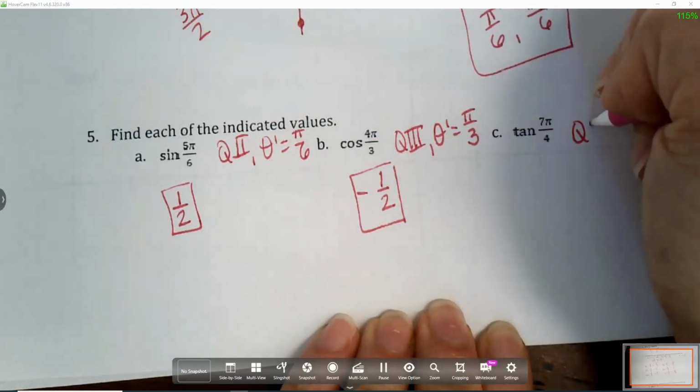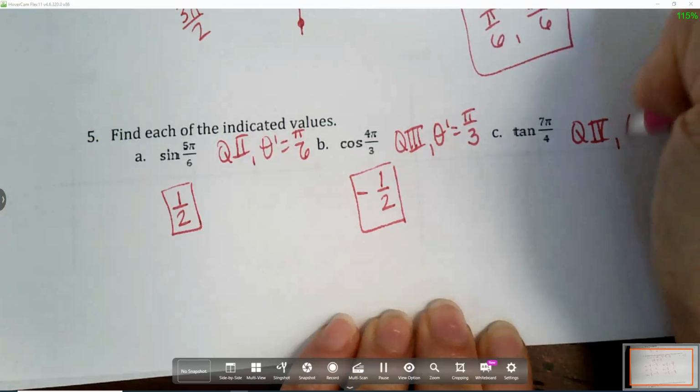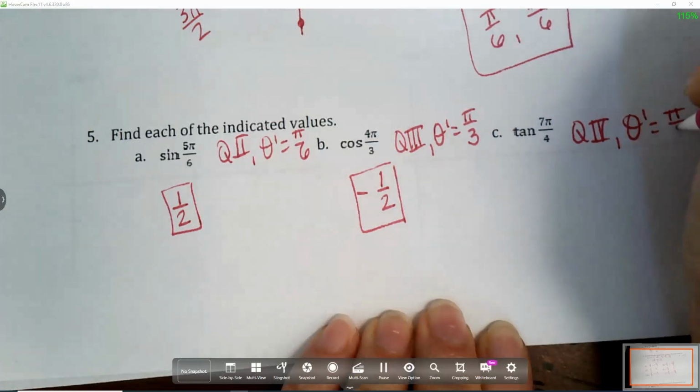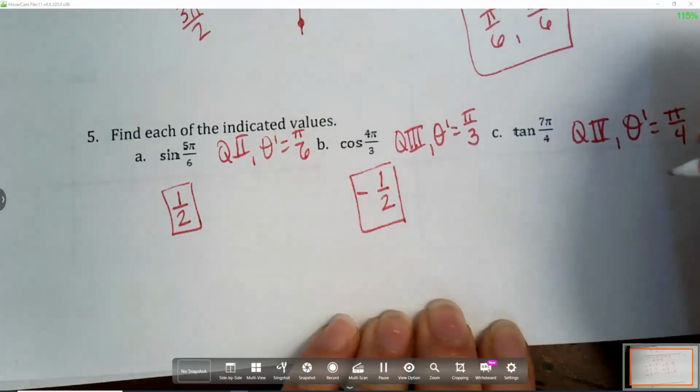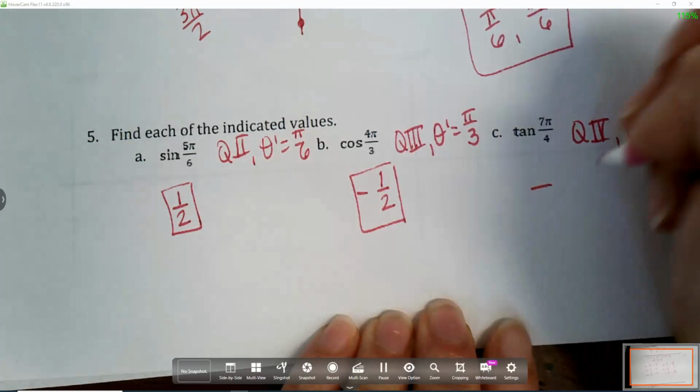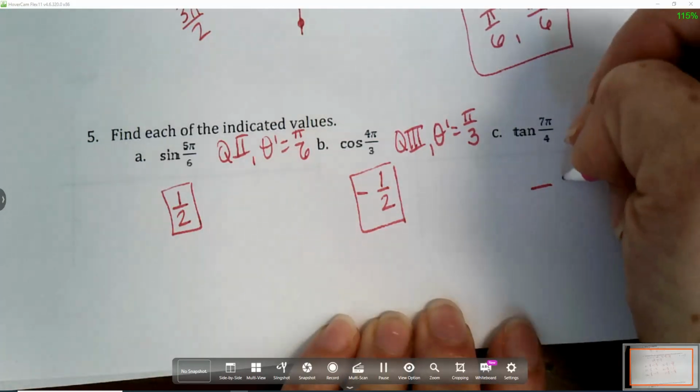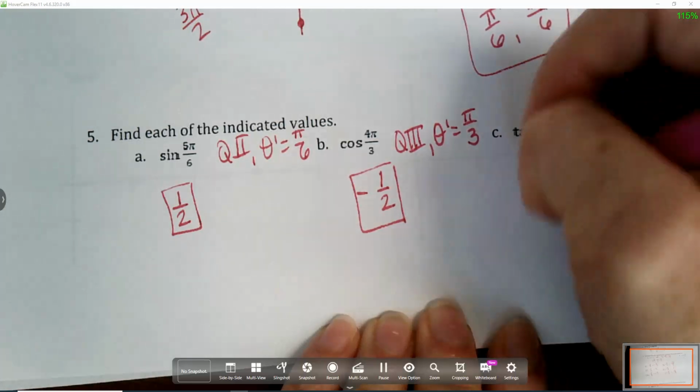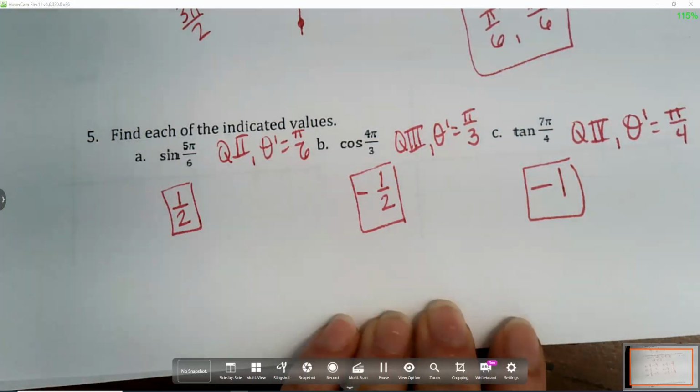Last one, tangent of 7 pi over 4. Quadrant. Reference angle. In quadrant 4, tangent is, and the tangent of pi over 4, radical 2 over radical 2, which is 1. I forget you guys did both those.